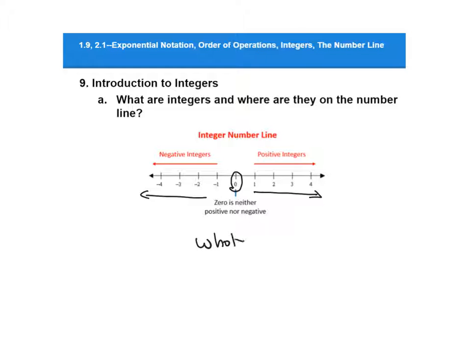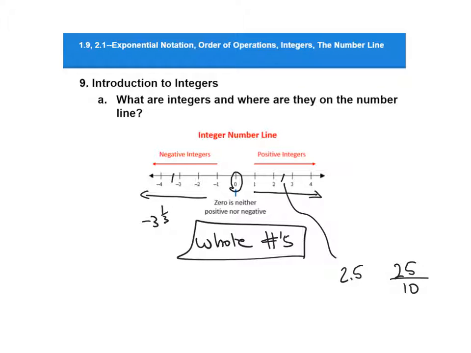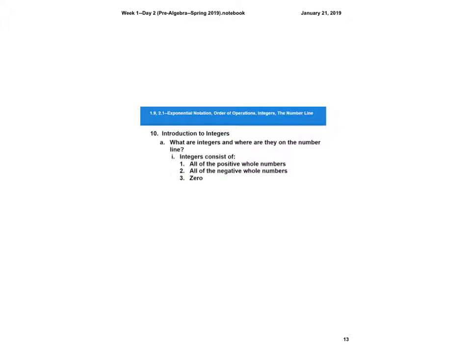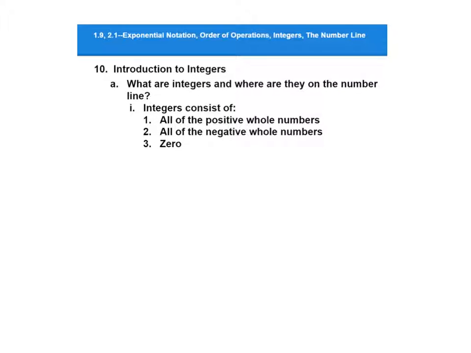Okay, so let's stress that. Whole numbers are your integers. We can have 2.5 as an answer. 2.5 is on the number line, but it's a fractional number. It's 2.5. It's 25/10. It's not an integer. We could have -3 1/3, which is a mixed number, but it's not a whole number. So therefore, it's not considered an integer. Like I said, integers consist of positive, negative, whole numbers, and 0.